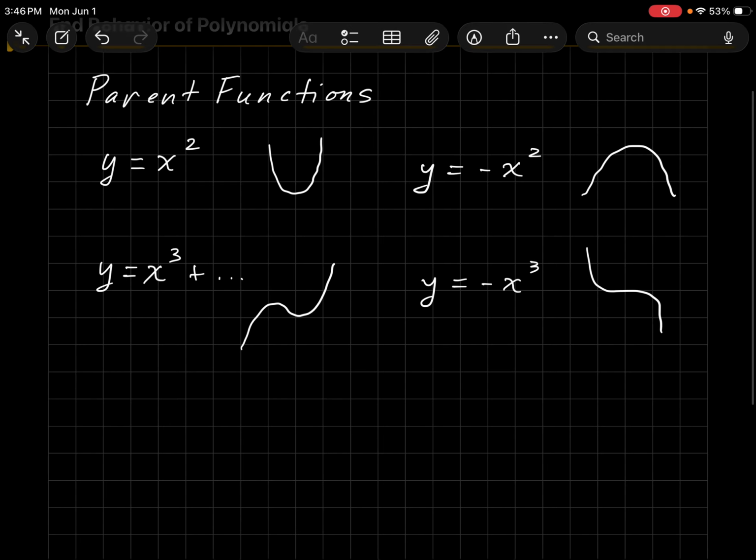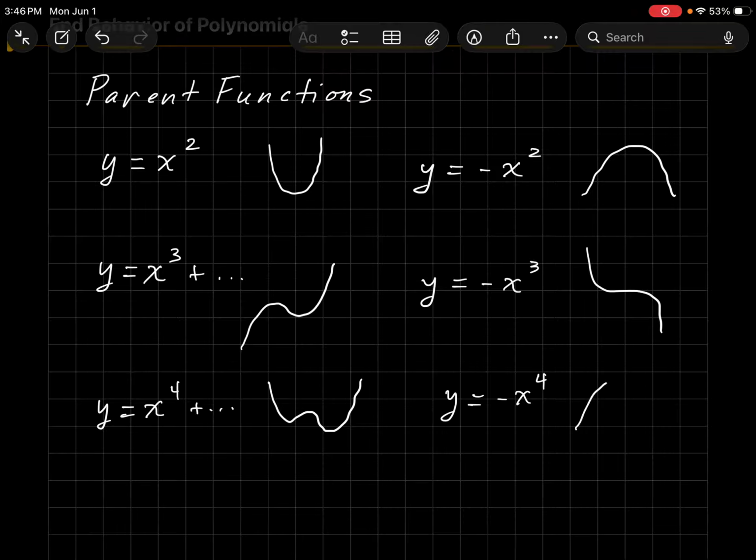And we can continue on with other powers like y equals x to the fourth. Again, we can pretend there are other things there, but it has a highest power of fourth. We call it a fourth degree. The general shape of a positive x to the fourth looks like that. And then a negative x to the fourth would simply be upside down, of course, something along those lines.